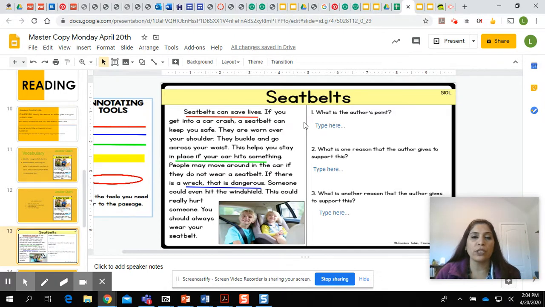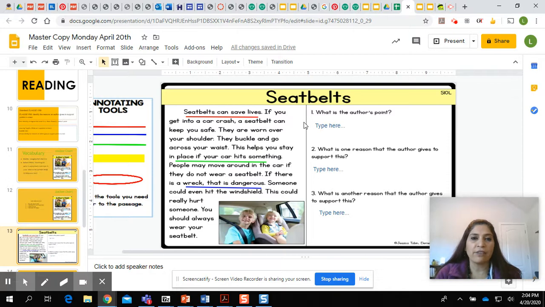Because remember, a good reader always goes back, refers to the text, finds the answers from the text, and then supports it with the details and then writes it down. So that's exactly what we're going to do right now. So here we go. Seatbelts.